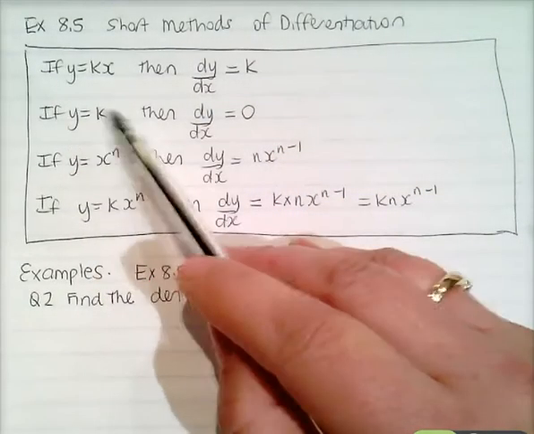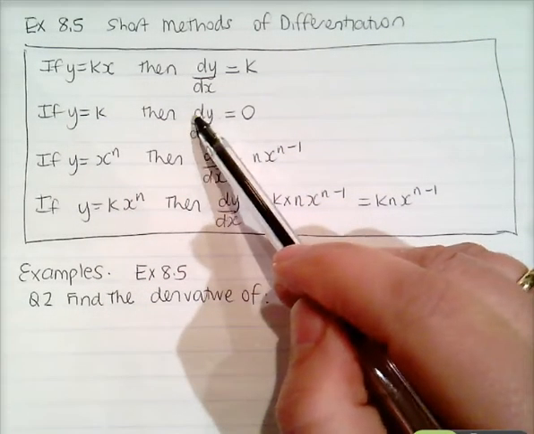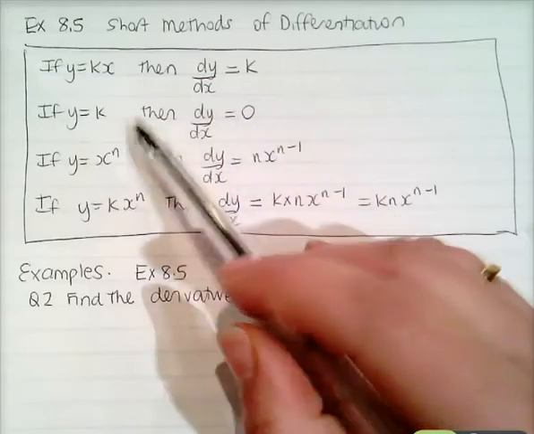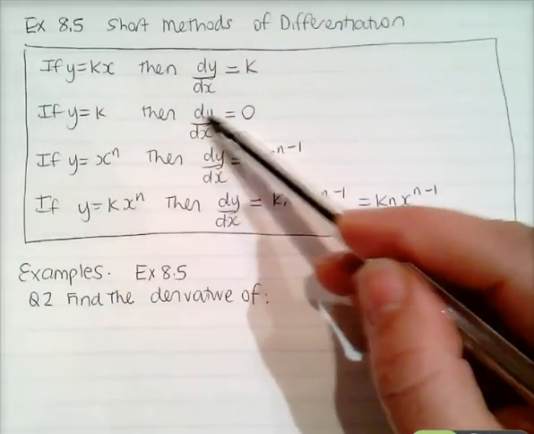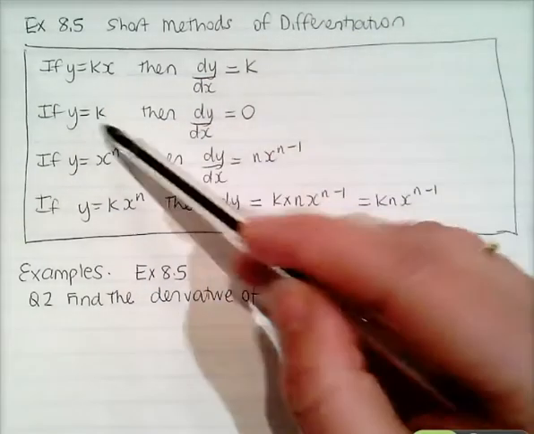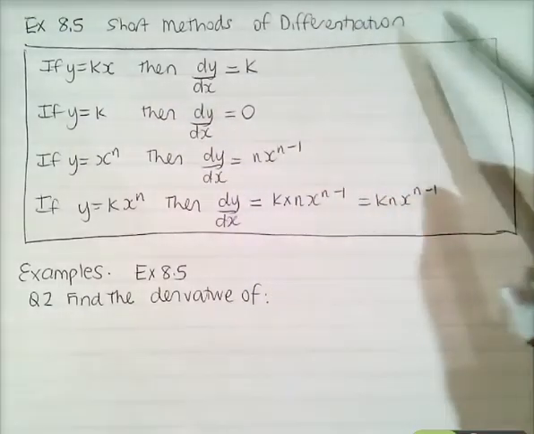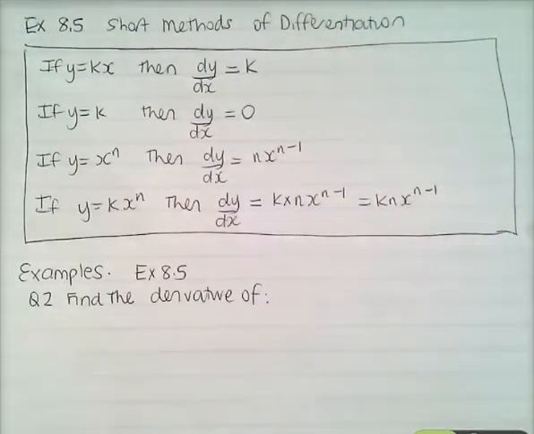Okay. Also, if y is a constant, then if you differentiate a constant, you get 0. So if y is 10, for example, dy/dx is 0. If y is negative 5, dy/dx is 0. So if you differentiate a constant, you get 0.